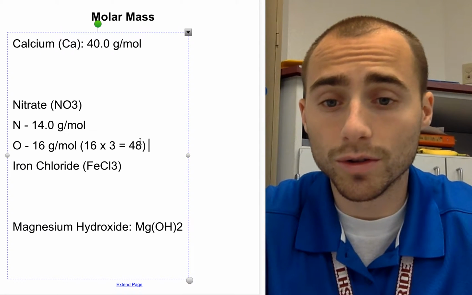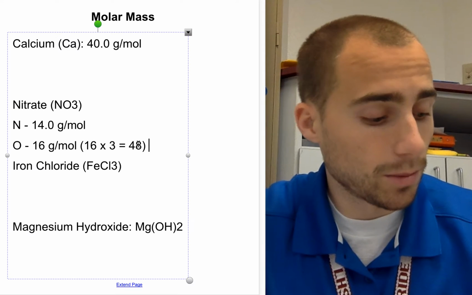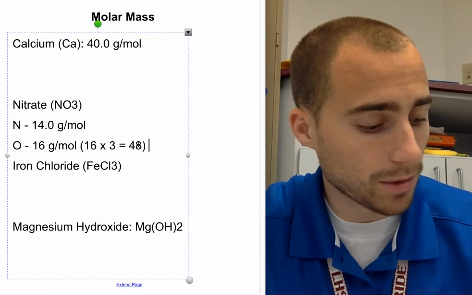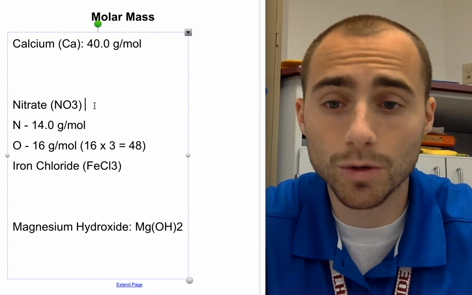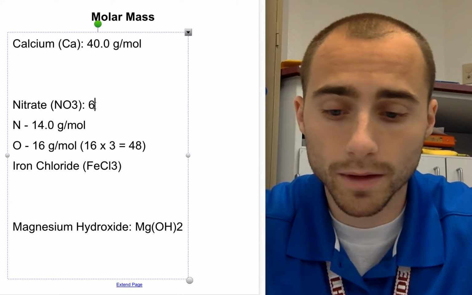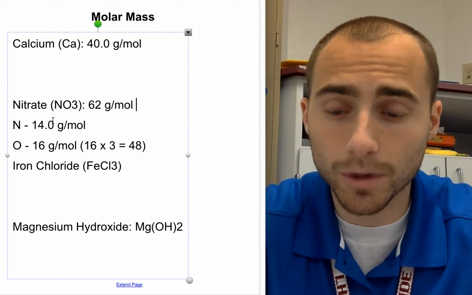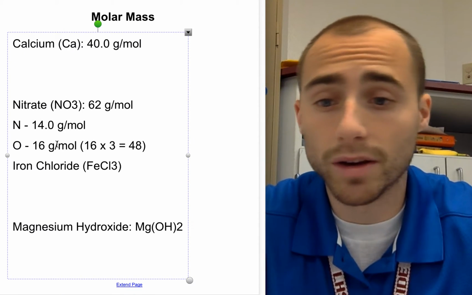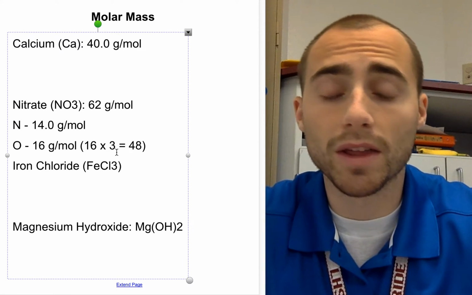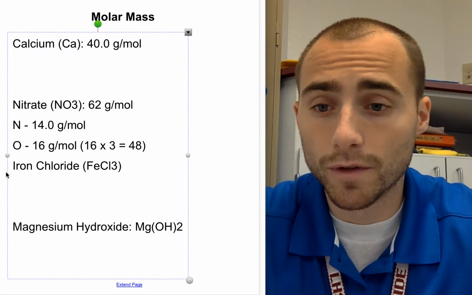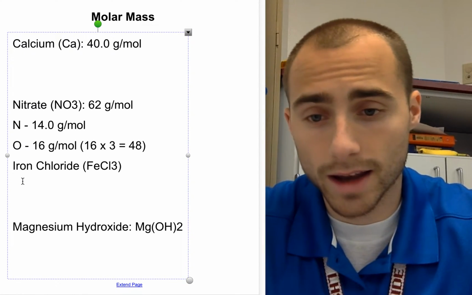Then all you do is add the two totals together. So you would do 48 plus 14, and use a calculator to make sure I don't mess it up, and you get a total of 62 grams per mole for NO3. I got that by adding 14 grams per mole for N, which I got from the periodic table, and then oxygen was 16 grams per mole, but I had to multiply that by 3 to get to 48.